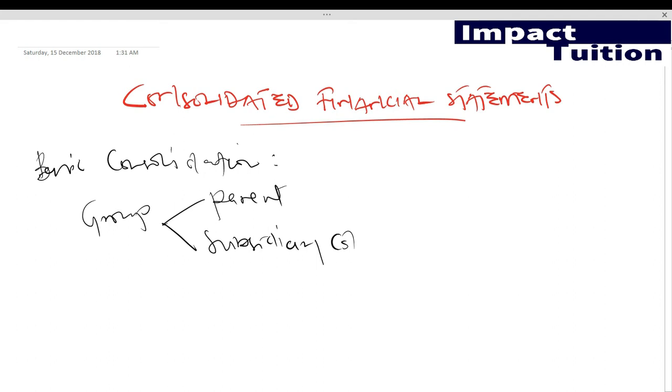A group consists of a parent entity and one or more entities that it has control over. These entities are the subsidiaries. The entity that ultimately controls all the entities in the group is called the parent. Some parent companies have no assets at all except shares in the subsidiaries of the group. Such a parent is sometimes called a holding company.